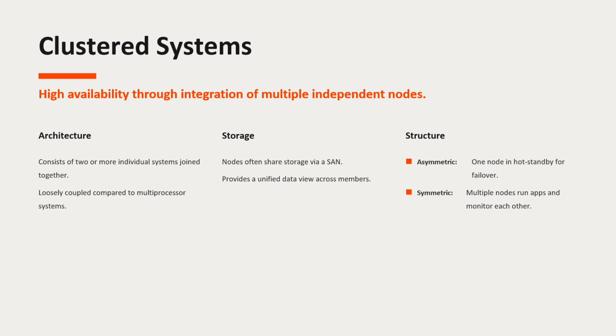And the structure types: asymmetric clustering, where one system actively runs applications and another system stays in hot standby. If the active system fails, the standby takes over. And in symmetric clustering, multiple nodes run applications. Nodes monitor each other and improve performance and availability.